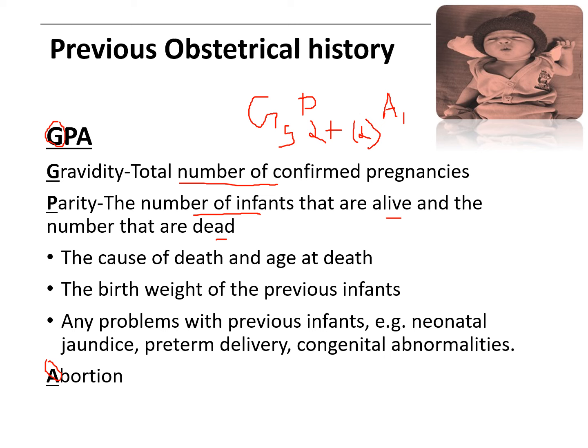So we have to write down GPA and then again we have to ask about the cause of death, age at the death, and also we have to ask about the birth weight of the previous infant, any problem with the previous infants, neonatal jaundice, preterm delivery, congenital anomaly, we have to ask. So this is the way to write down the obstetric history.